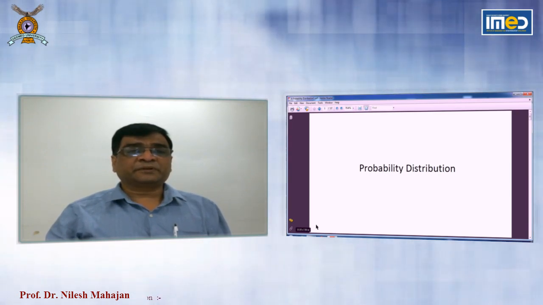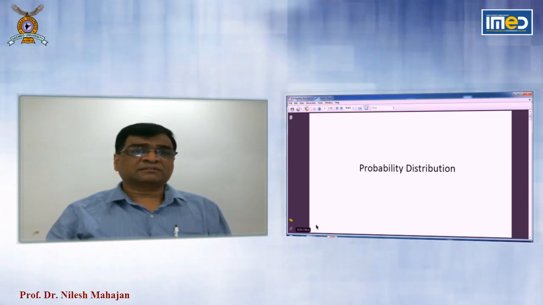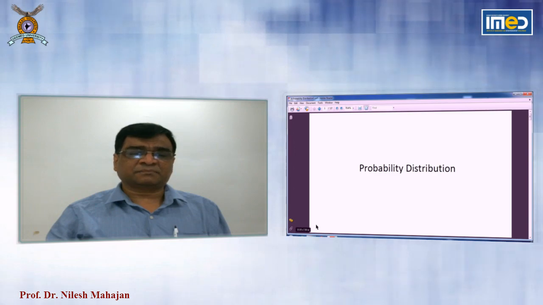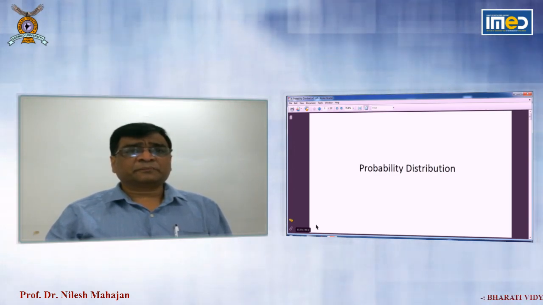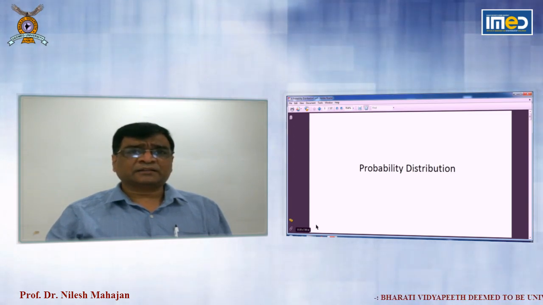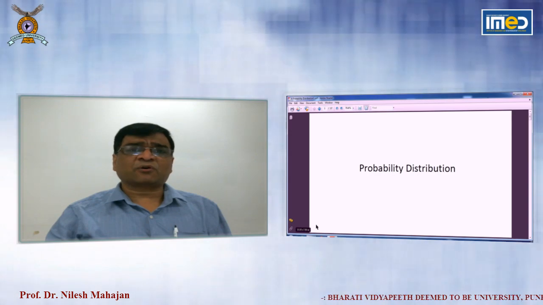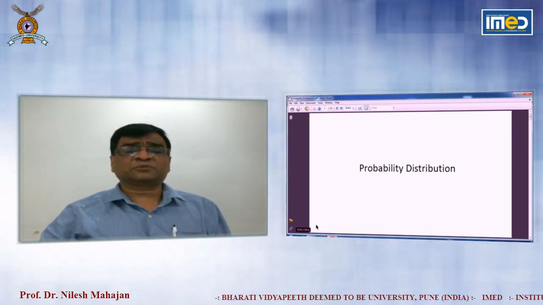In the previous lecture we discussed three main examples: coin example, dice example, and card examples. All these things depend on probability. P equals m upon n, where n is the total number of cases and m is the favorable cases according to the condition. Today we are discussing probability distribution.